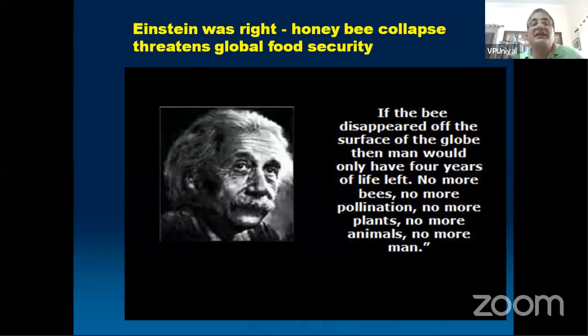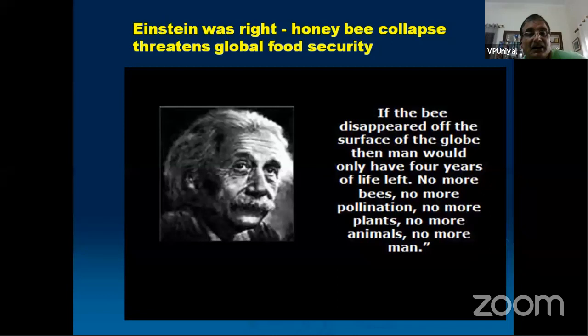He observed that the collapse of honeybees threatens global food security. If the bees disappeared off the surface of the globe, then man would only have 4 years of life left: no more plants, no more animals. You can't survive without the pollination cycle, and the pollination cycle is not going to be completed without the help of pollinators.